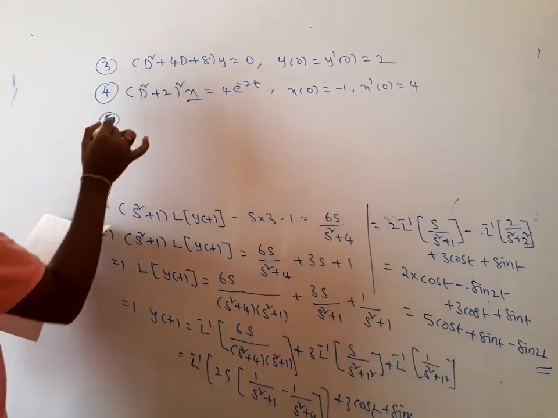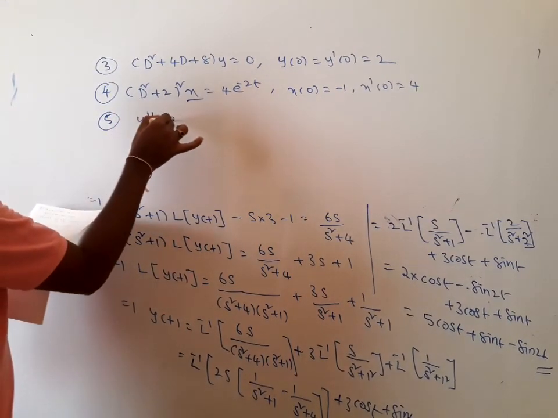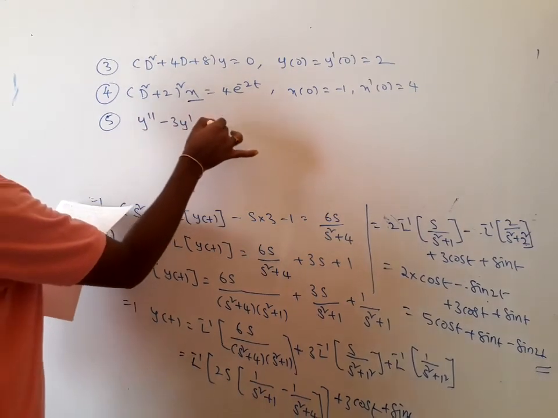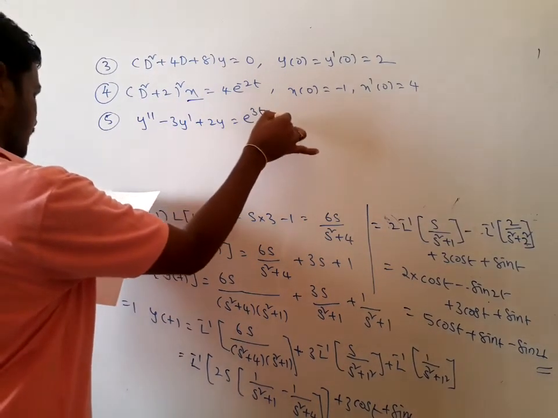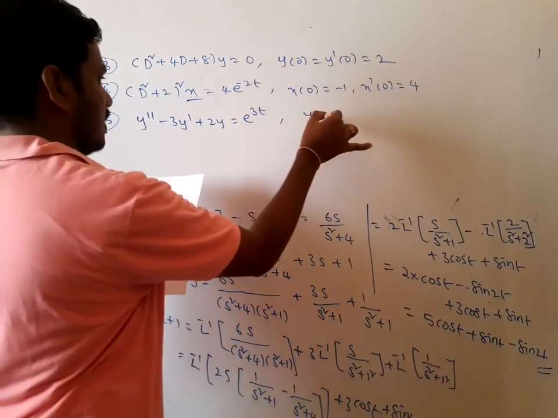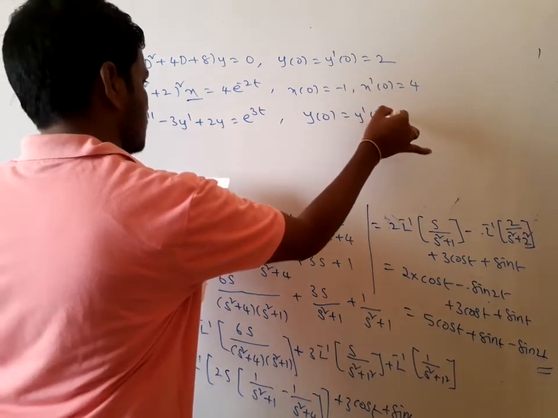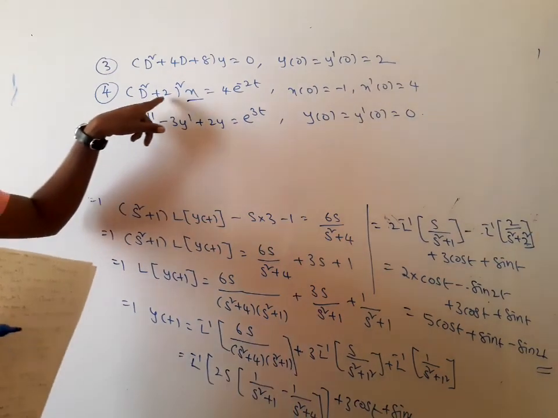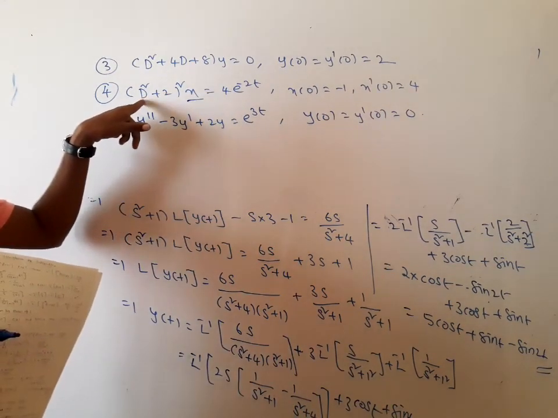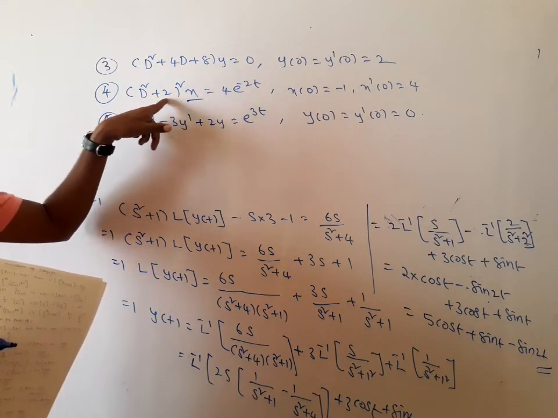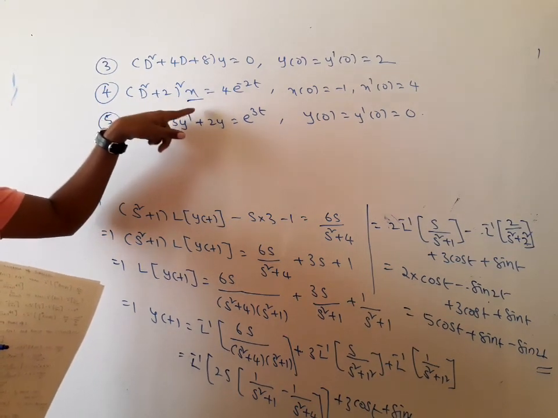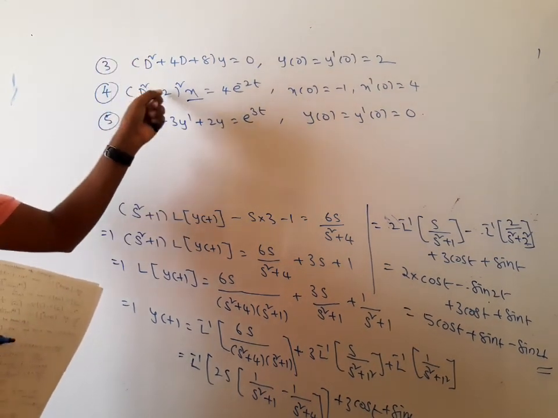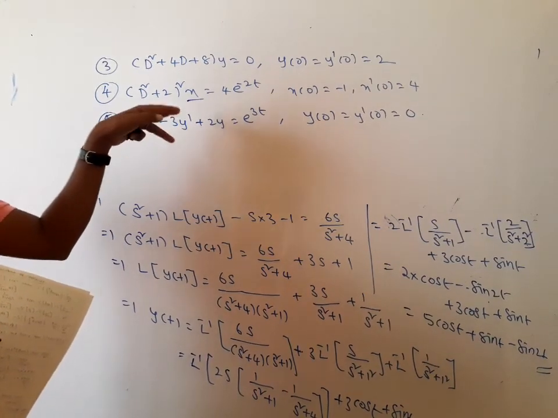Fifth one. y double dash minus 3y dash plus 2y is equal to e to the power of 3t. y of 0 is equal to y dash of 0 is equal to 0. Here for this problem, (D square plus 4) whole square is there. So expanded, (D square) whole square, D to the power of 4 plus 4D square plus 4, right, D to the power of 4, y, x to the power of 4 of t, right, replace it.